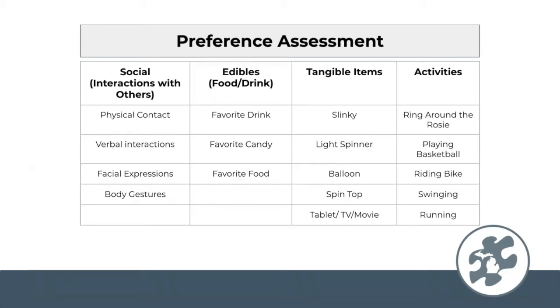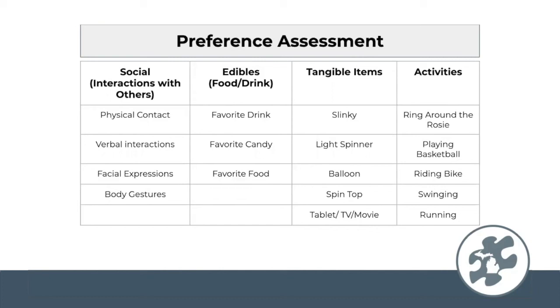Edibles, food and drink, what are their favorites? Tangible items and different activities. These are some examples here on the chart. There's room in the boxes for you to write your own, or use a different color pen.